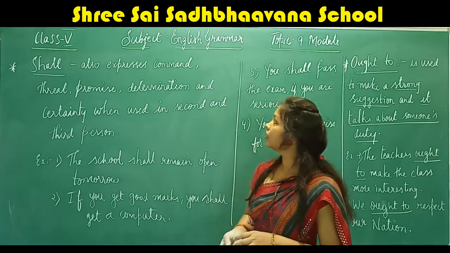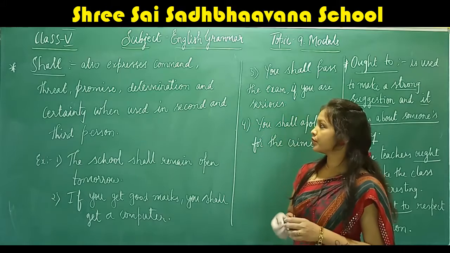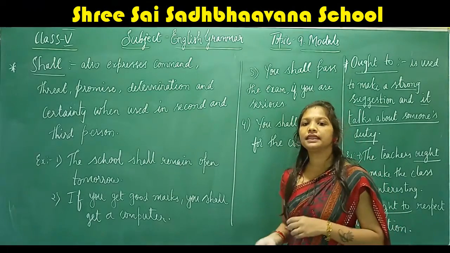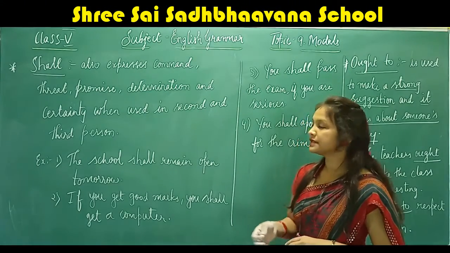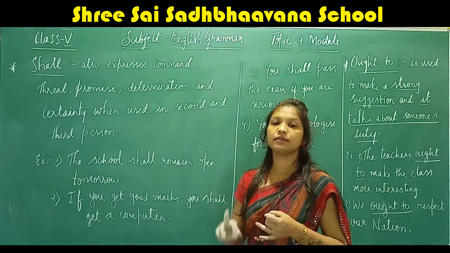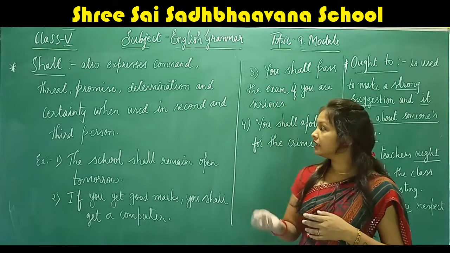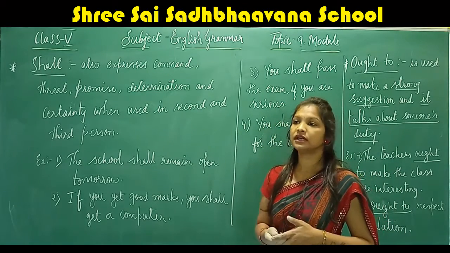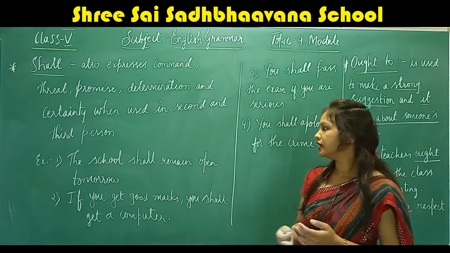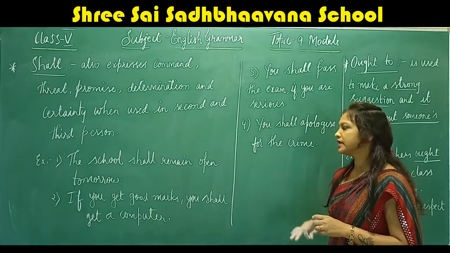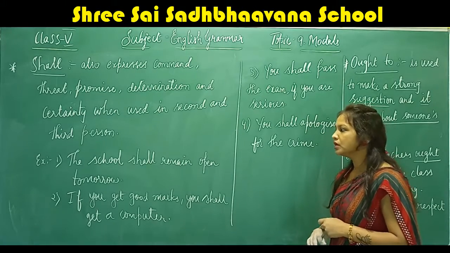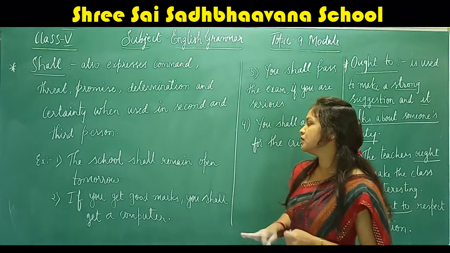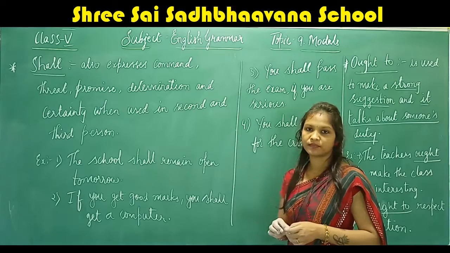Children, next, shall also expresses command, threat, promise, determination and certainty when used in second and third person. So shall expresses a command, means ordering, threat, promise, determination, and when it is used in second and third person. So second person, that is you, third person is he, she, it. Got it? So for example, the school shall remain open tomorrow.